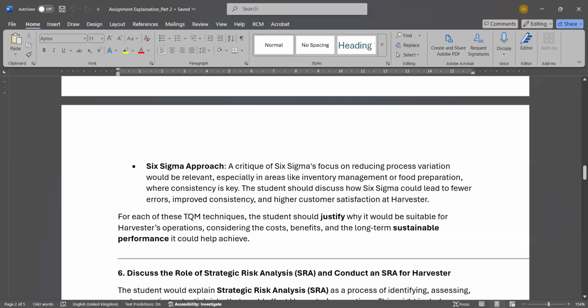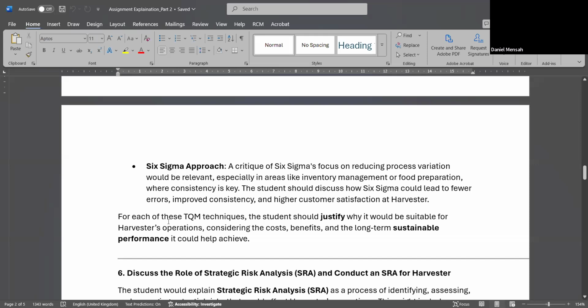Yeah. So you will be doing these things. For each of these TQM techniques, you should justify why it would be suitable for harvest operation, as I explained, from cost benefit and long-term sustainable performance perspective.